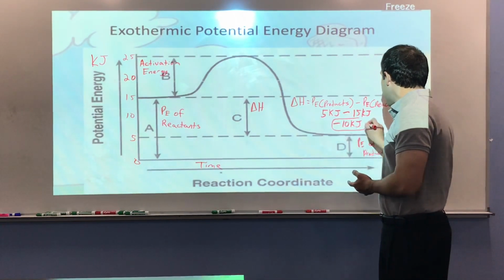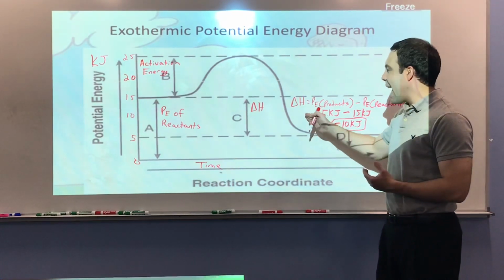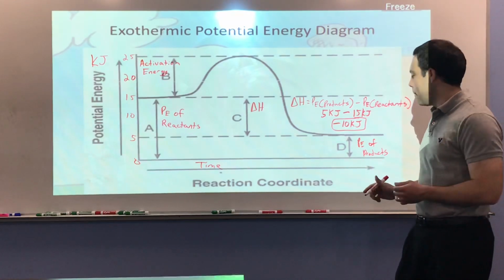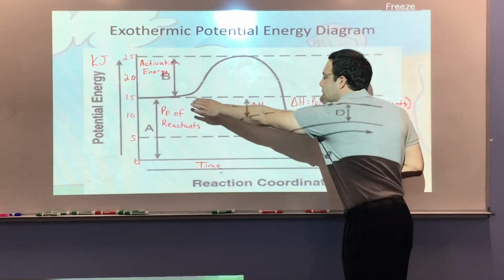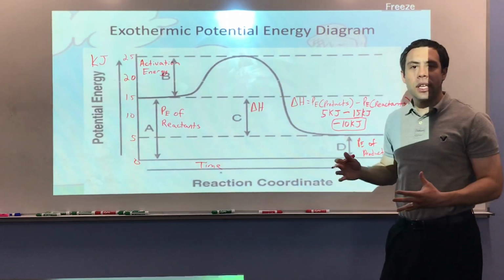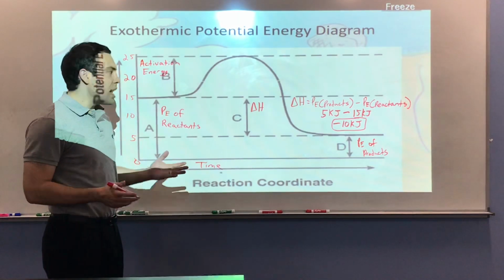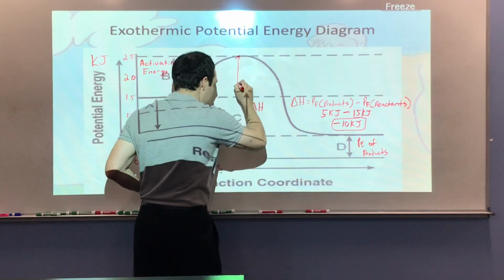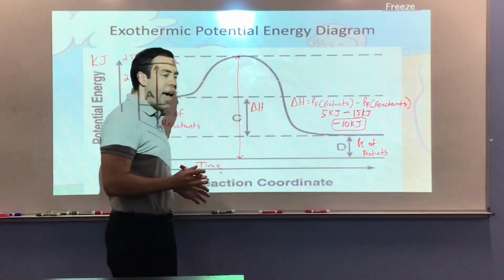And that negative tells me it is an exothermic reaction. The negative delta H tells me that this reaction is releasing energy. That means that the products have less energy than the reactants. In this equation, we are losing heat. And the final letter, which is not drawn on here, so we'll draw it ourselves, goes from the top of the peak all the way down to the x-axis.